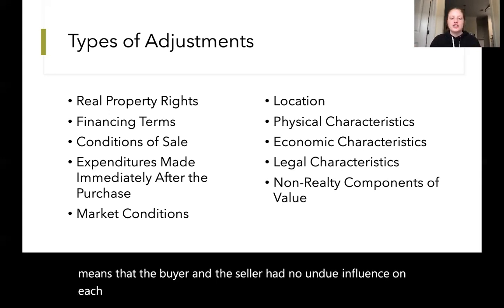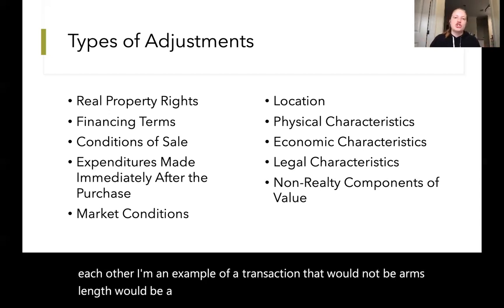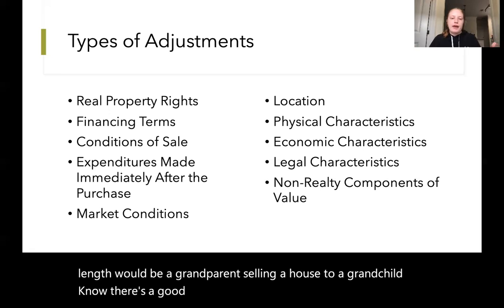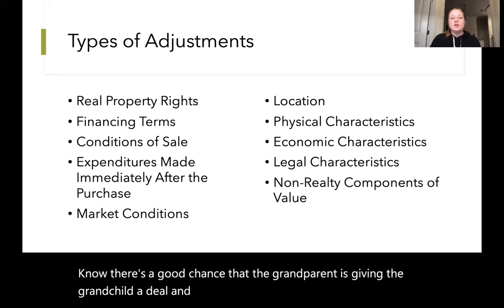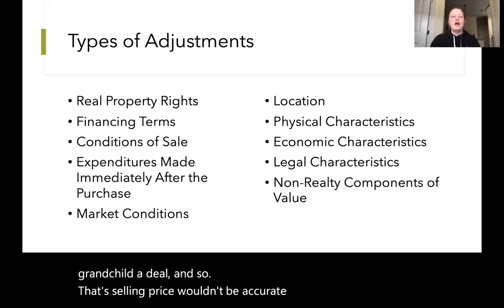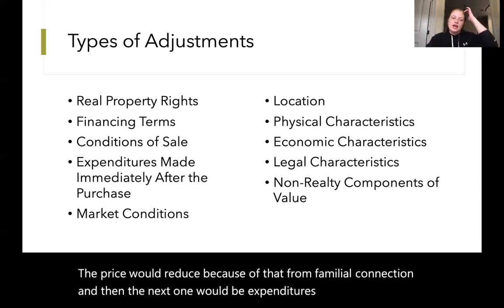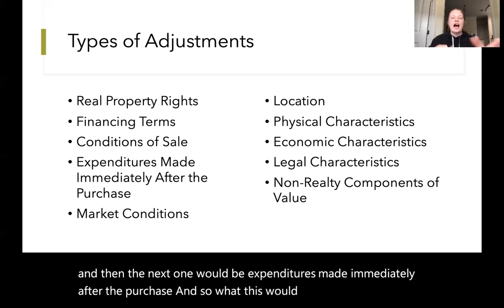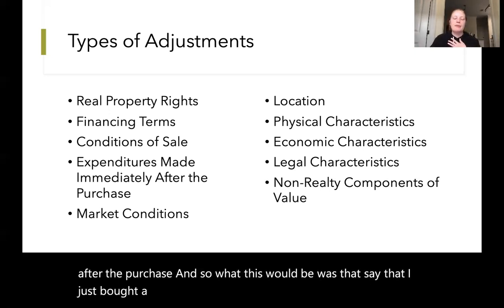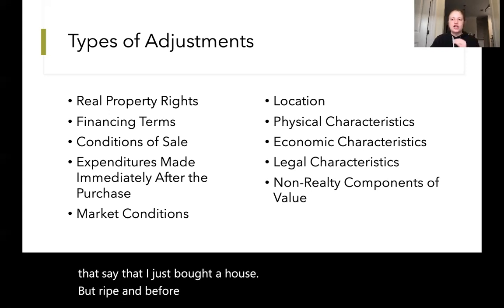An example of a transaction that would not be arm's length would be a grandparent selling a house to a grandchild. There's a good chance that the grandparent is giving the grandchild a deal. And so that selling price wouldn't be accurate because the price would reduce because of that familial connection. And then the next one would be expenditures made immediately after the purchase. What this would be is, say that I just bought a house, but before I actually signed the contract and everything, I learned that the roof needed to be replaced.